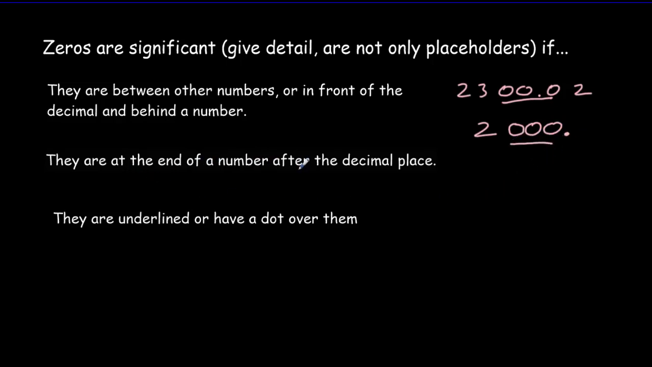If they are at the end of a number after the decimal place, so if I have a number like that, and then I start writing some more zeros, I'm only writing those zeros because I know they're really zeros. They're certainly not placeholders, because if I drop a zero out, it doesn't change the number by a factor of 10. So these here would be significant. Those ones in front and this one here would not. Or when we use that underlining or dot above notation. So if I saw something like 200 and I underlined that zero, I'd be saying that zero is significant, but this one's not significant.